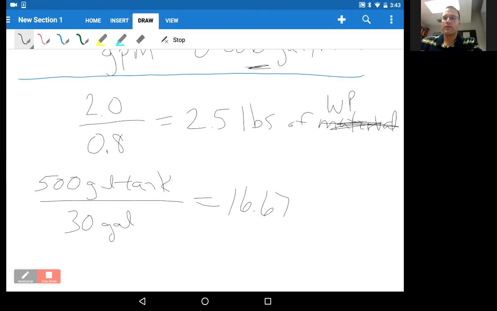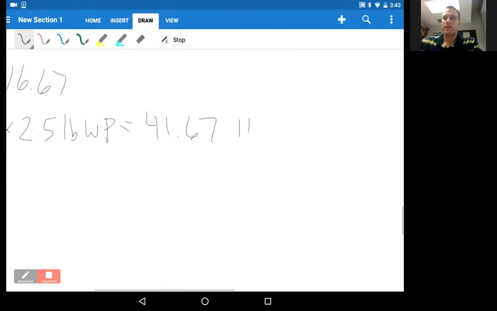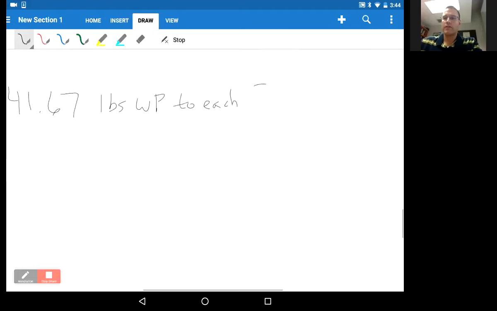If I take 16.67, and take that times 2.5 pounds wettable powder equals 41.67 pounds wettable powder to each 500 gallons of water.